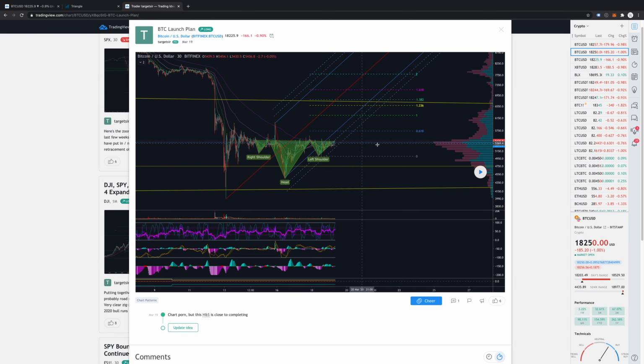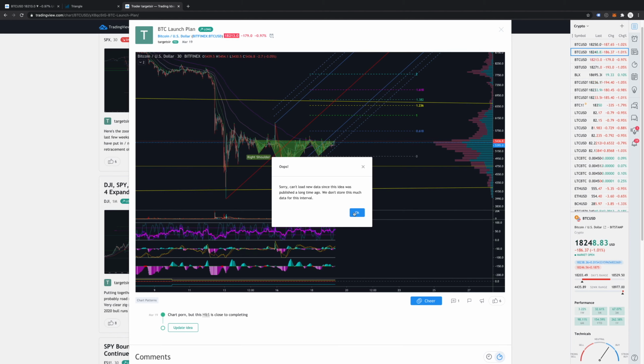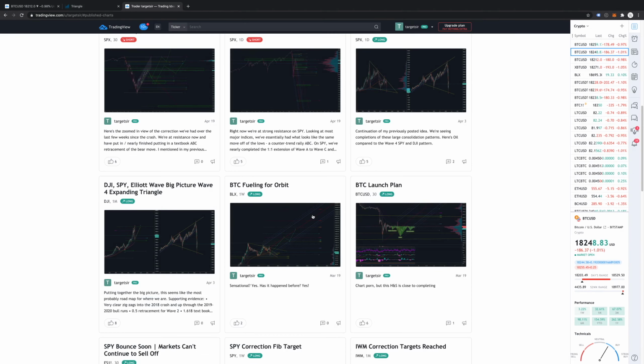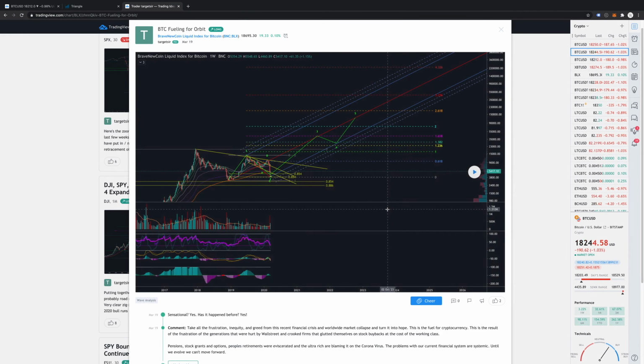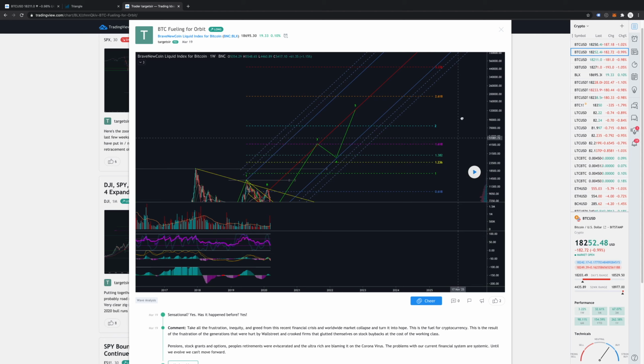Unfortunately, I can't play this chart because TradingView just doesn't keep 30-minute candles this far back. So if I play it, you'll see, can't play it, unfortunately. But I do have this longer-term chart, and this one does work. So let's go into it here. There's a couple of things that I want to show you.